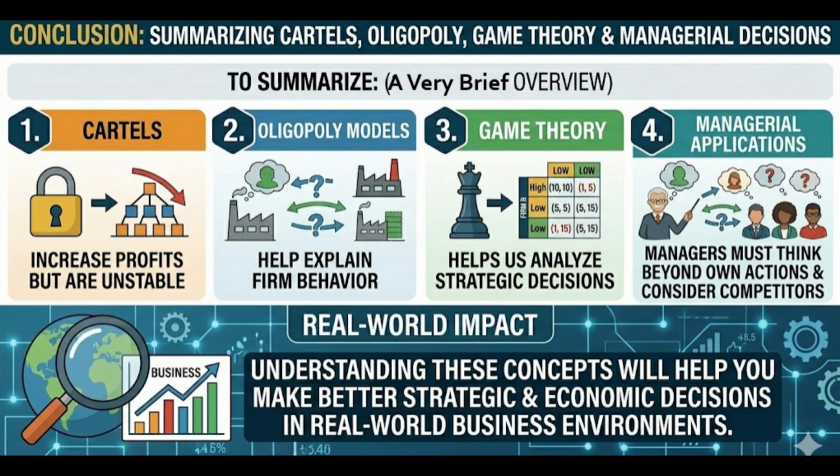To summarize, cartels can increase profits but are unstable. Oligopoly models help explain firm behavior. Game theory helps us analyze strategic decisions. And last but not the least, managers must think beyond their own actions and consider competitors.